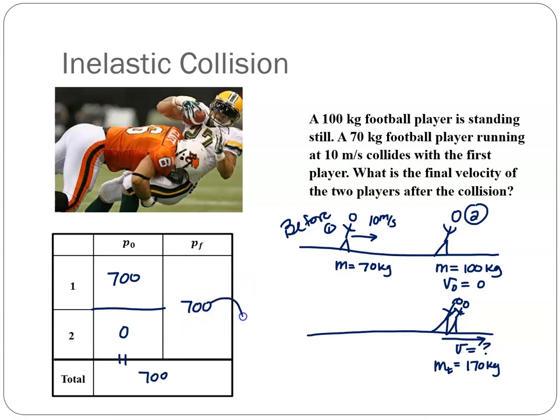Now I can take this out of the box and find my final velocity, which is going to be the momentum divided by that total mass, or 700 kilogram meters per second divided by the mass of 170 kilograms. So the final velocity of this combined group is going to be 4.1 meters per second. So that's how you can use the box to solve a problem for an inelastic collision.